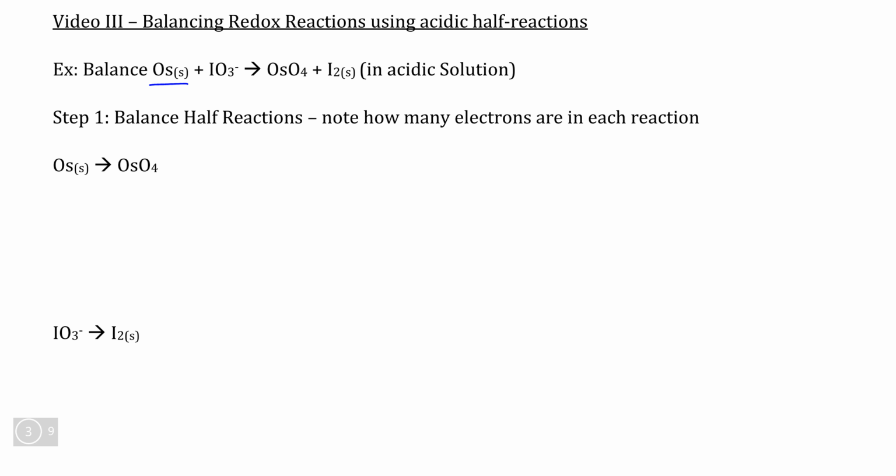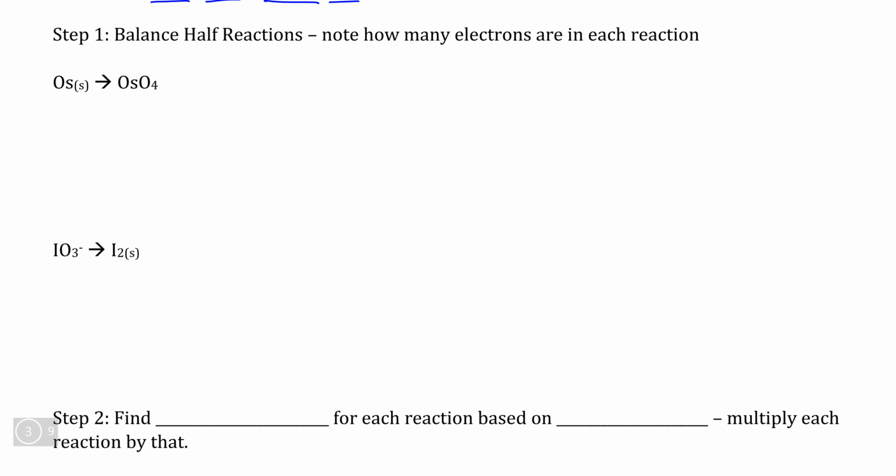We can see that Os and OsO4 are the only compounds that contain osmium, and likewise the polyatomic ion iodate and elemental iodine are the only two species that contain iodine, so these make up the unbalanced half reactions. Now, since we're balancing this in acidic solution, we can follow all four of the steps to balance each of these half reactions individually. So let's do each of them at the same time and see if we can save some time.